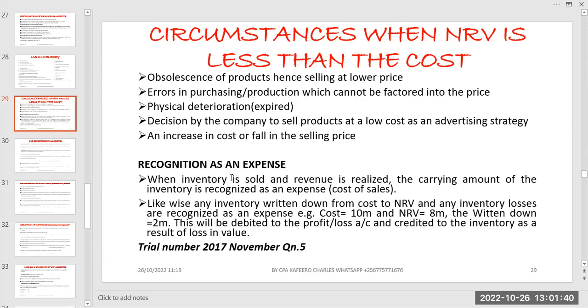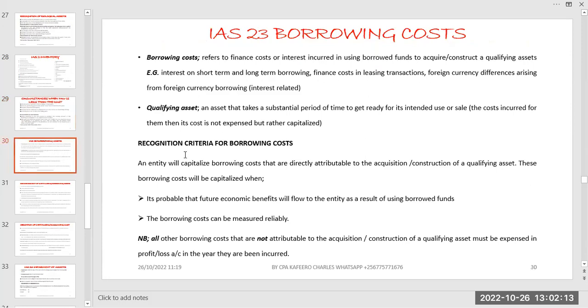There are two ways. One is when the inventory is losing value. Secondly, when the inventory has been sold and we've got the money. That money we've got, we treat the cost of the inventory as an expense and we deduct it to get our gross profit. Hope you can analyze that and you understand. The trial question is the November 2017 question 5. We shall look at that in due course.